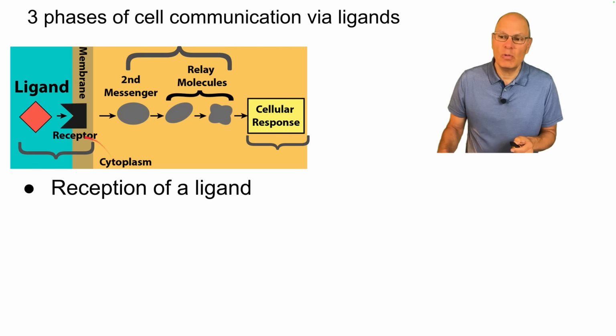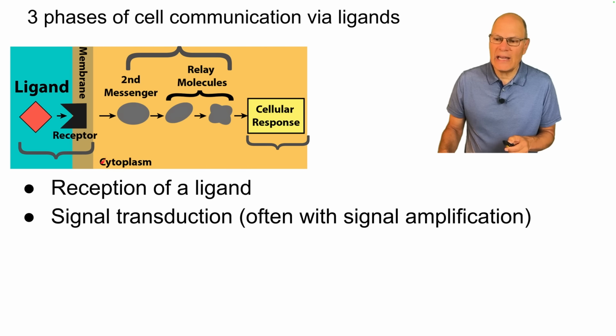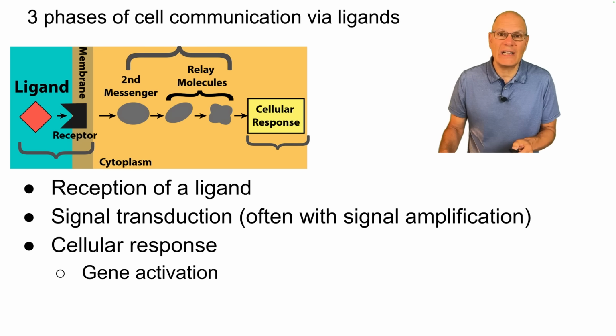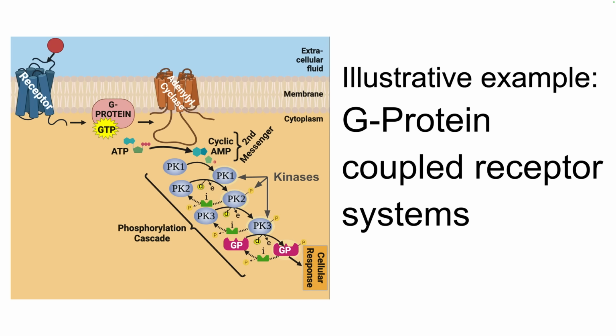The first is reception of the ligand. The second is signal transduction. That's taking the initial signal, making it into another kind of signal, and that's often accompanied by amplification of the signal. And finally, there's a cellular response, of which there can be two kinds. The first is gene activation. The second is enzyme activation.